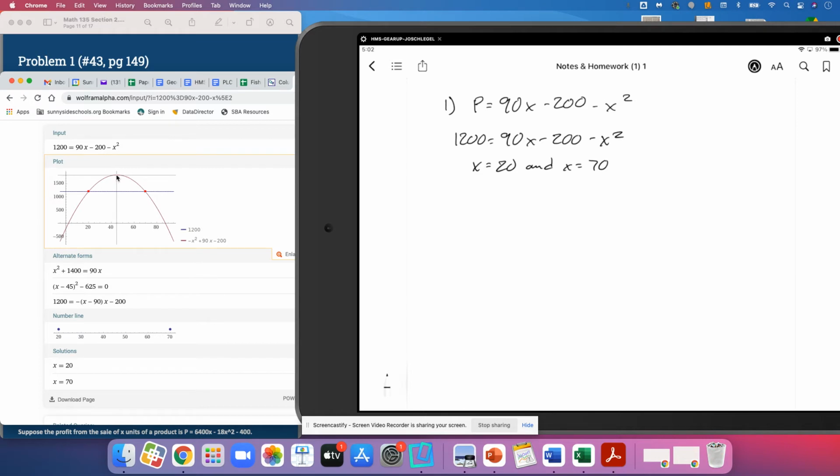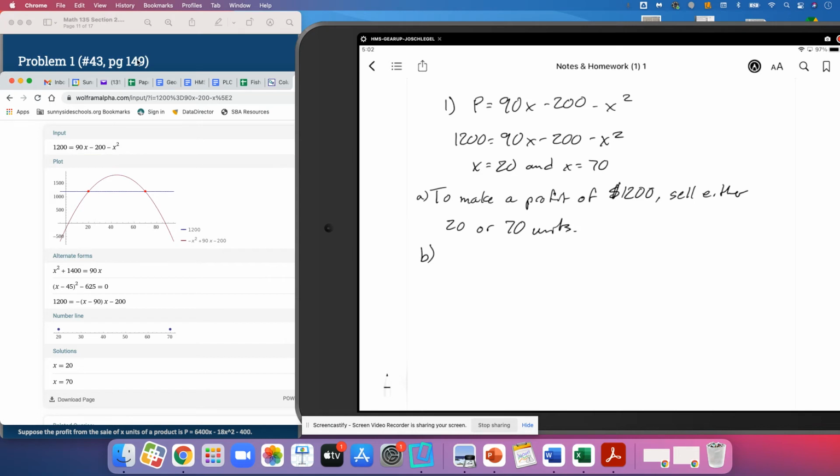So there is a sweet spot for making the most money, and again, we will talk about that in the next section extensively. But to make $1,200, you could choose to produce 20 or 70 items. For me, it's kind of a no-brainer. Why would I produce 70 to make the same amount of money that I'm going to make if I produce 20? So we will answer the question, though. To make a profit of $1,200, sell either 20 or 70 units.